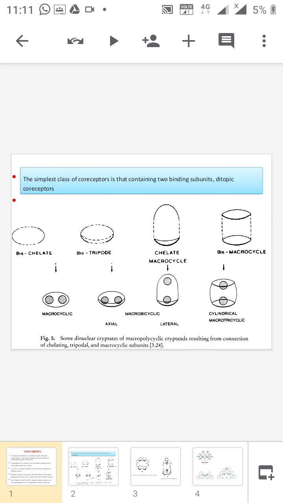Now we are moving to one of the simple examples of coreceptors. The simple class of receptors is that containing two binding subunits, which is called ditopic receptors. Mainly the coreceptors are polytopic receptors, and the simplest one is the ditopic receptor.